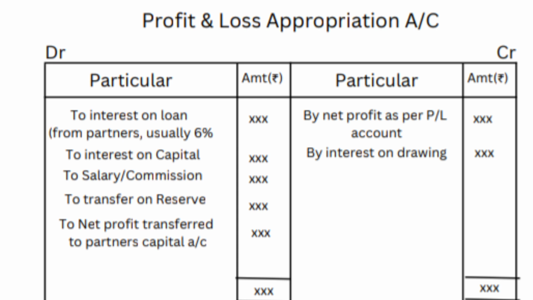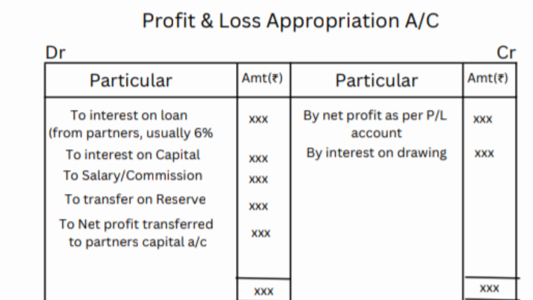Let us see the important items present in the profit and loss appropriation account. The first one is the net profit as per profit and loss account, which is present on the credit side of this account. Net profit is the profit made by the business after all the expenses from the profit and loss account.